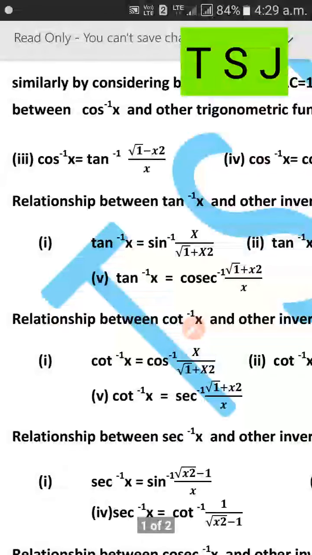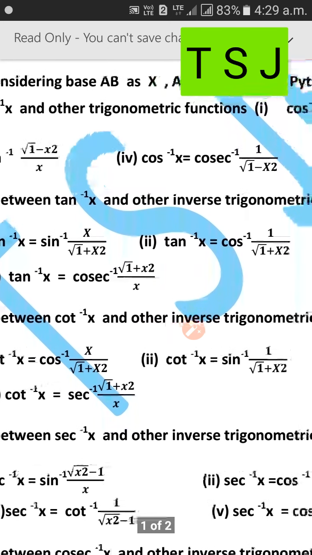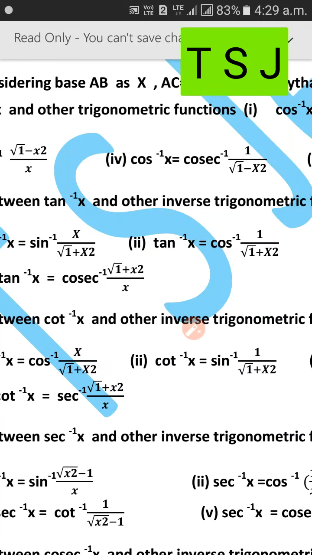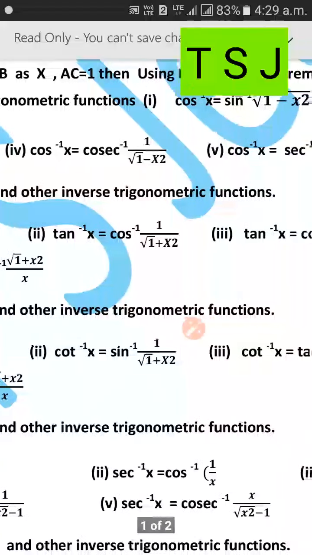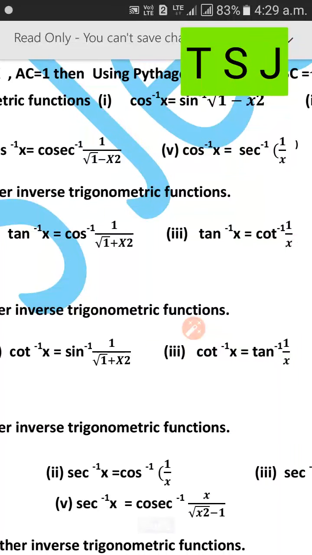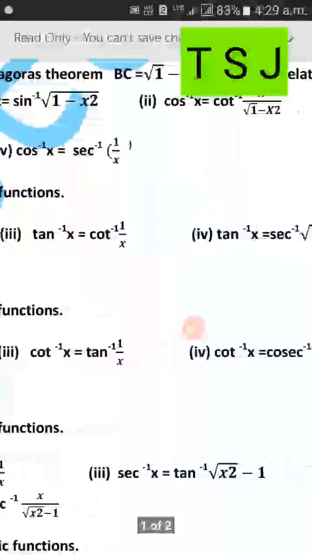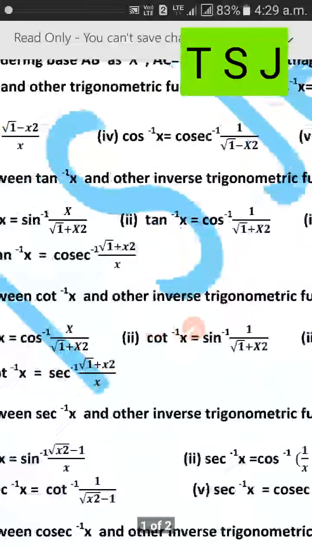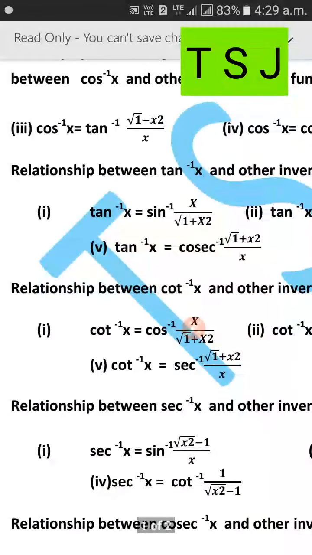Similarly, cos inverse x can be written in terms of tan, that is tan inverse under root 1 minus x square upon x. Cos inverse x can be written as cosec inverse 1 upon root 1 minus x square. Cos inverse x equal to sec inverse 1 upon x. So these are the relationships between cos inverse x and other inverse trigonometric functions.